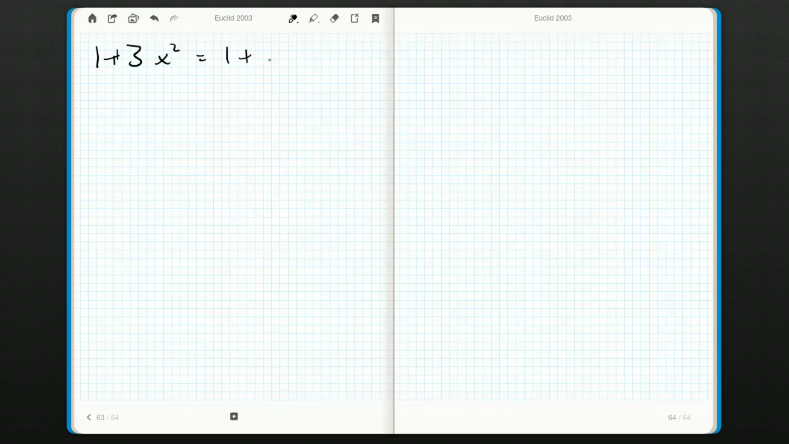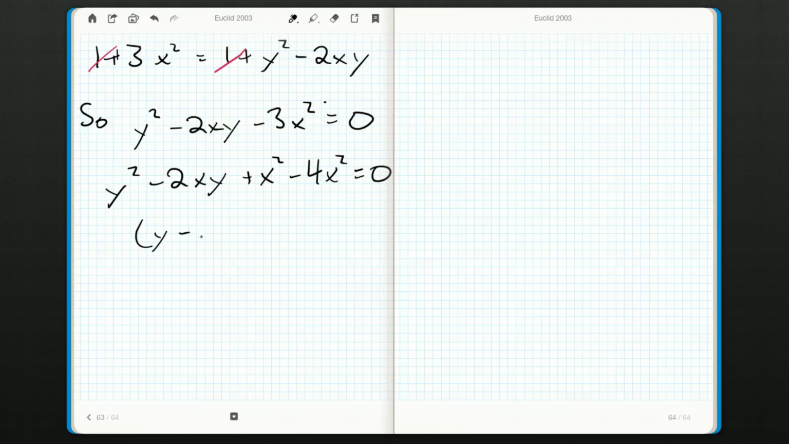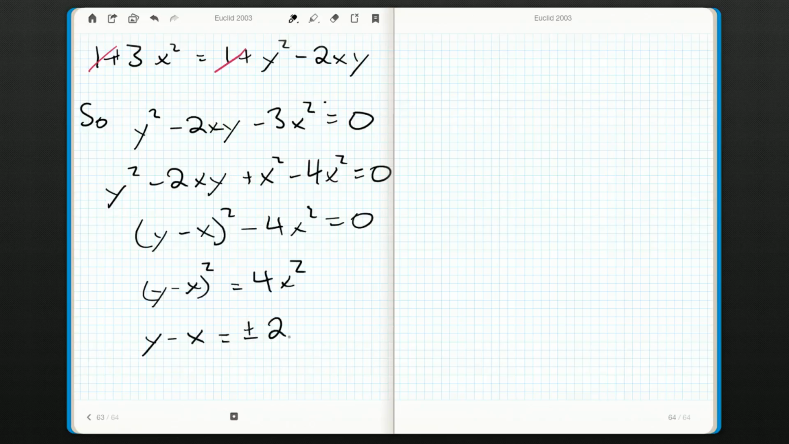Now let's show there's only one value y can be. So we've got that, and the two ones will cancel out. So y² minus 2xy minus 3x² has got to equal 0. I'm going to add an x² and then subtract another x². Now this is (y − x)² minus 4x² equal to 0. So (y − x)² is equal to 4x². Square root both sides: y − x has got to be plus or minus 2x, because when we square root we could have a plus or a minus, and those are both fine.